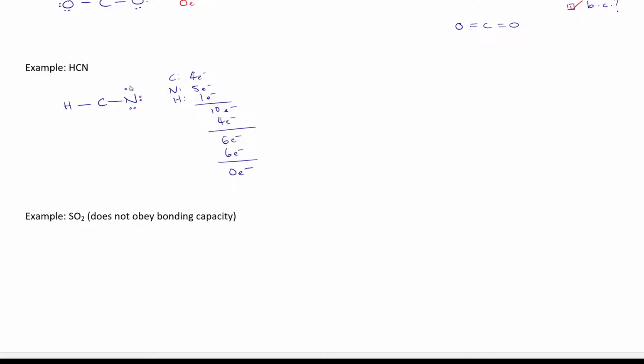And in order to get those 4 electrons, we're going to take these lone pairs and move them over here to form a triple bond. HC, triple bond to nitrogen here. And that is our molecule. Hydrogen bonded to carbon, triple bonded to nitrogen. We're going to do our check here.